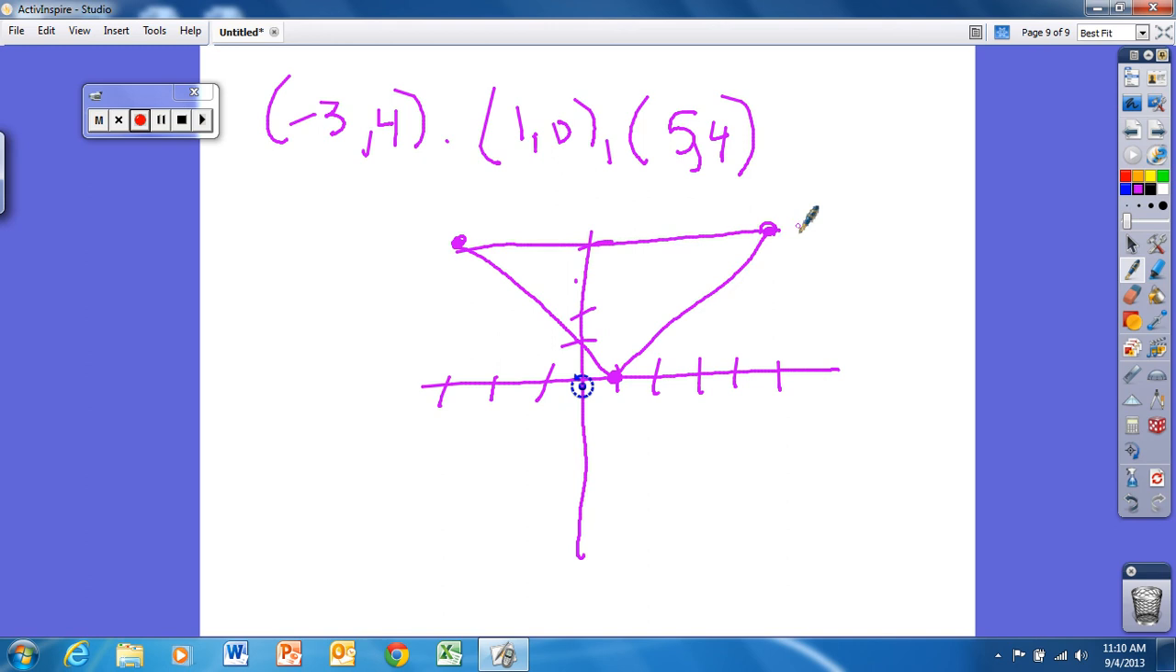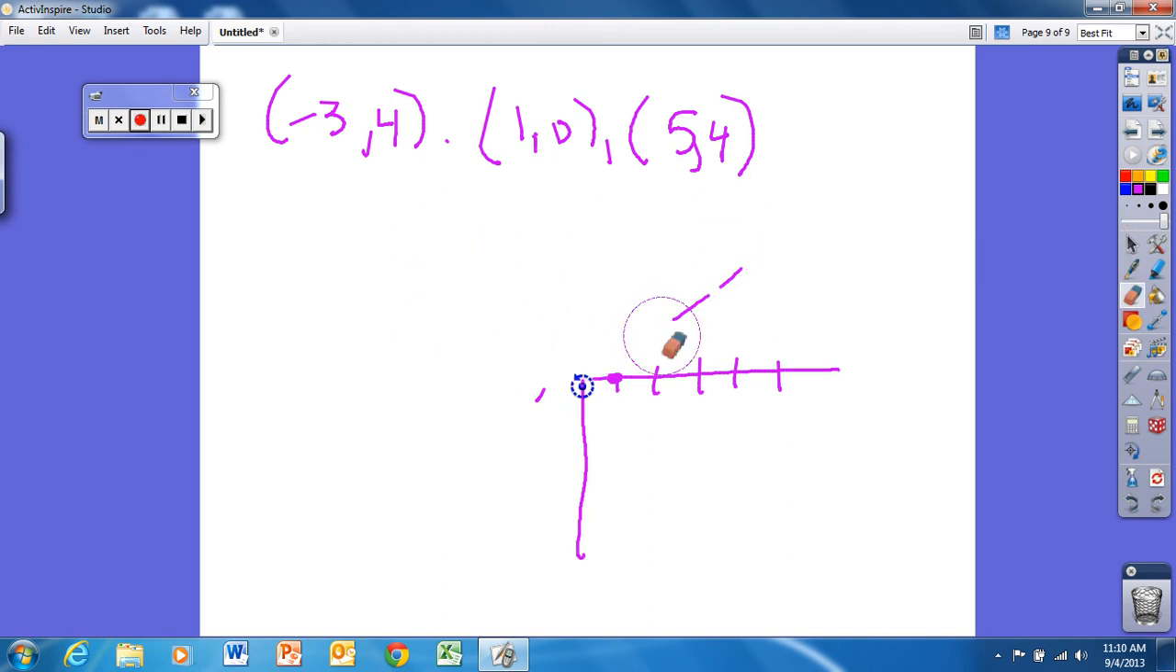The first thing we have to do, I'm going to erase this because it's really ugly. The first thing we have to do is find the lengths of all the sides. I really want that to go away. Oh, right click. That's my little pen, right? Why won't it give me the close option? Okay.